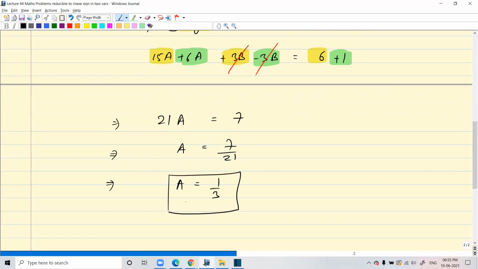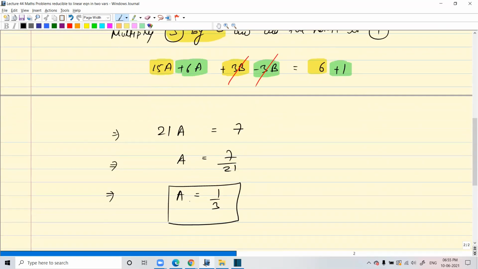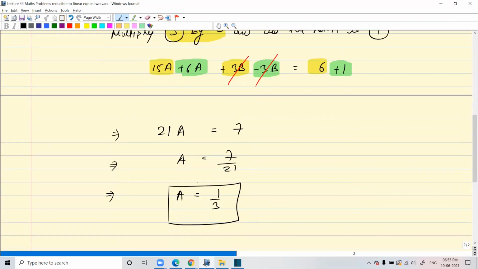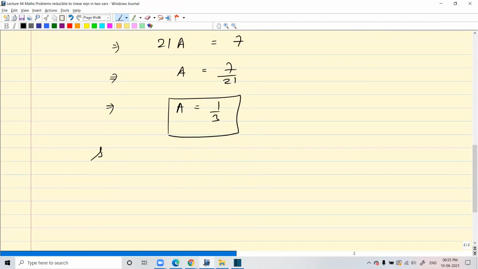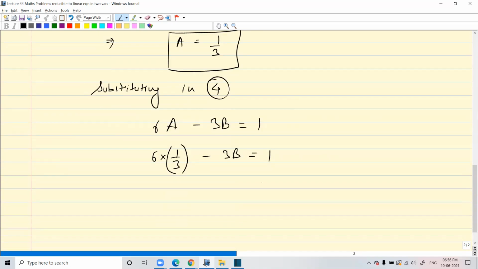Okay. So let's keep it like this and substitute this in the third or fourth equation, anyone. So I've got a value. So let's substitute that in which one? Fourth equation. So we have 6a minus 3b is equal to 1, right? This is our fourth equation. In this, in place of a, I'm going to put 1 by 3, and then just find the value of b from here. So that should be easy for everyone.